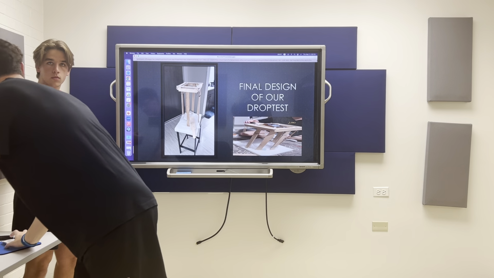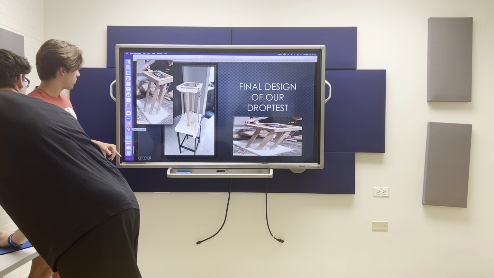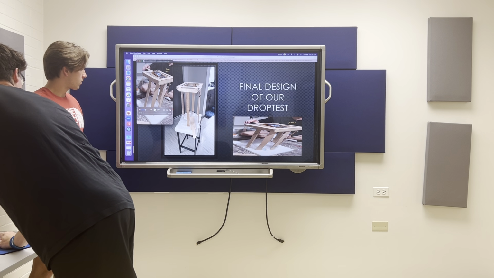It's the cube. And then here is a real-time video of our drop test.